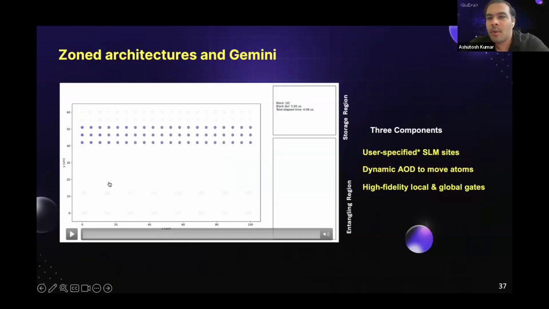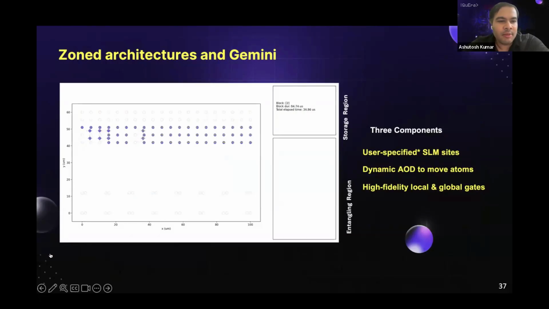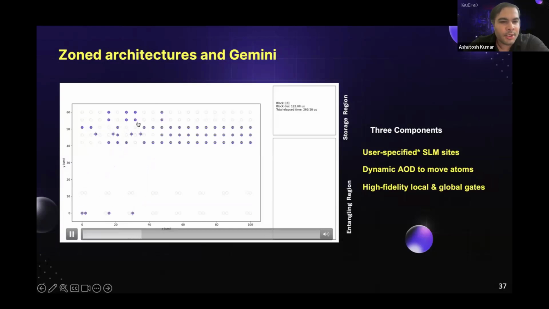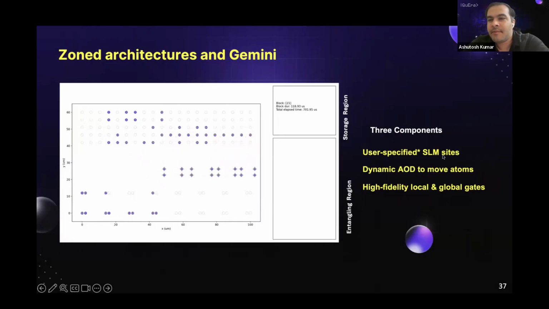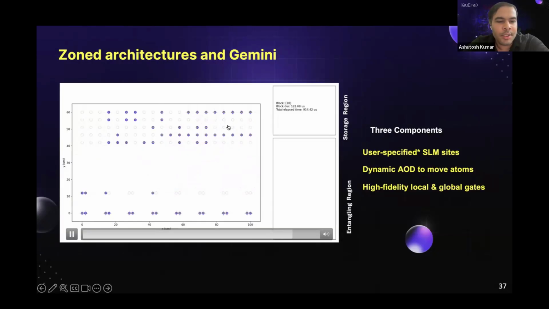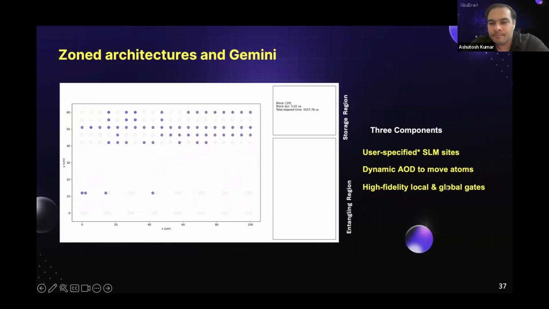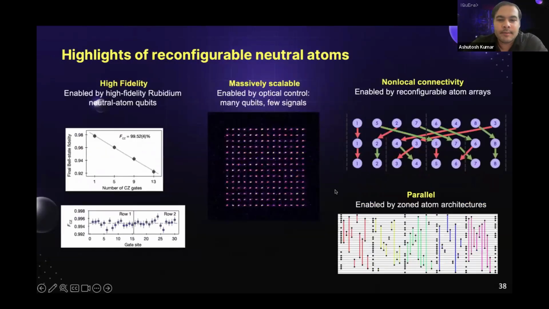And to see what I mentioned in the previous slide, this animation shows these atom movements. You can see the atoms being moved from the storage zone to the entangling zone. Once they are close together, just the laser flash is the entangling gate. Users can specify the SLM sites, and then you have the dynamic AOD to move the atoms from the storage to the entangling zone, then bring them back to the storage zone. This ensures very high fidelity local and global gates.